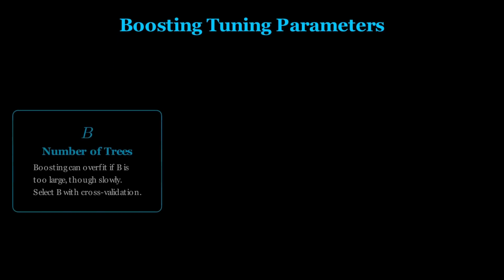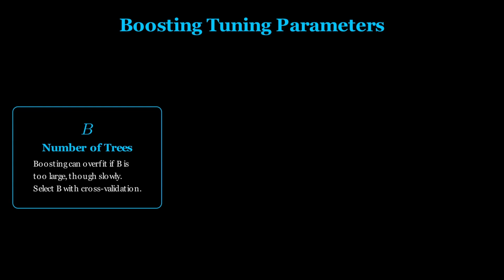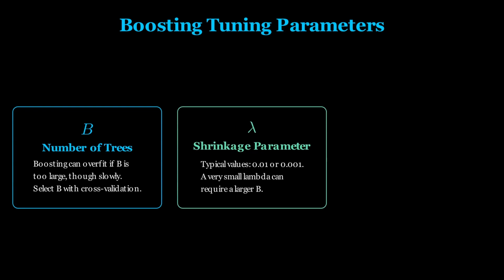First, the number of trees, B. Unlike bagging and random forests, boosting can overfit if B is too large, although this overfitting happens slowly. We use cross-validation to select the optimal value of B. Second, the shrinkage parameter lambda. Typical values are 0.01 or 0.001. Keep in mind that a very small lambda slows learning down so much that it can require a larger B to achieve good performance.